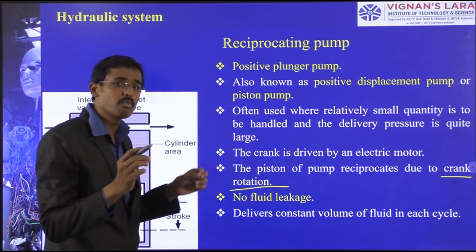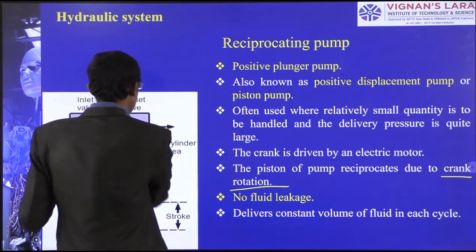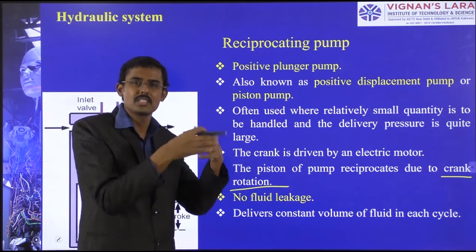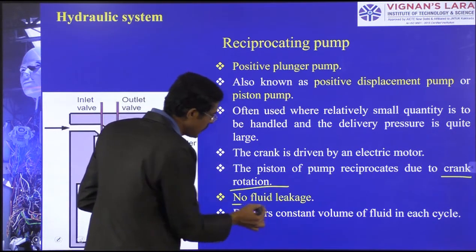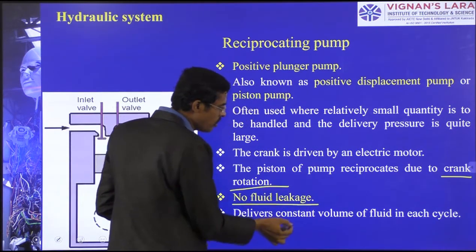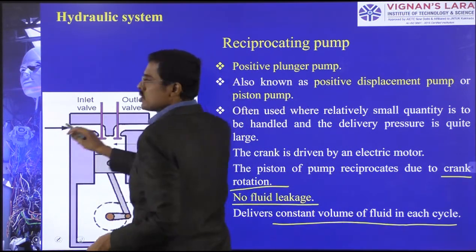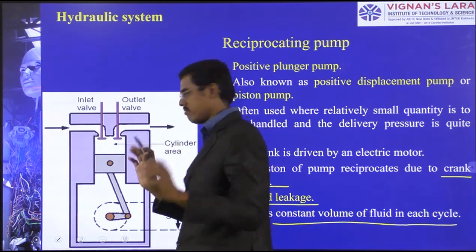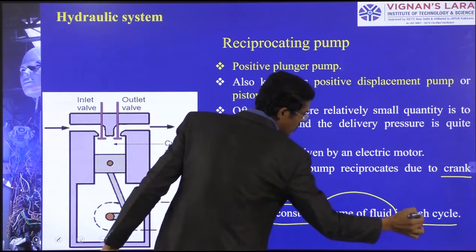Here there are no fluid leakages. It is completely sealed, and the inlet and exit are the only possible leaking points. So there is no fluid leakage here. Delivery is a constant volume of fluid in each cycle. The amount we receive inside and the amount moving outside are the same. A constant volume of fluid is delivered in each cycle.